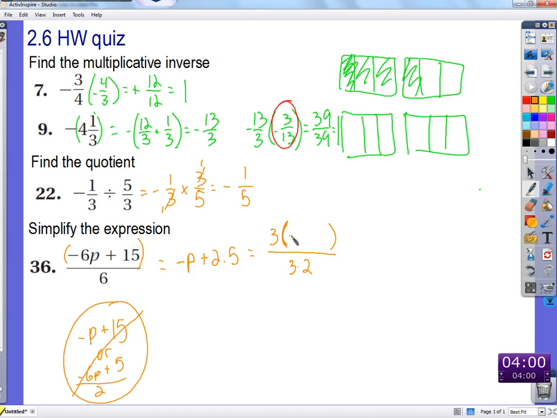So can we fill in these parentheses so that were we to multiply this 3 in here, to distribute this 3, we would come up with negative 6p plus 15? Can we fill in the parentheses? Can anybody fill in the parentheses with something that when we distribute the 3, that's what we wind up with?